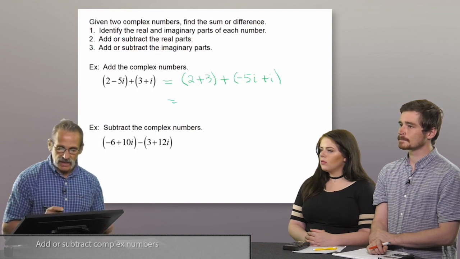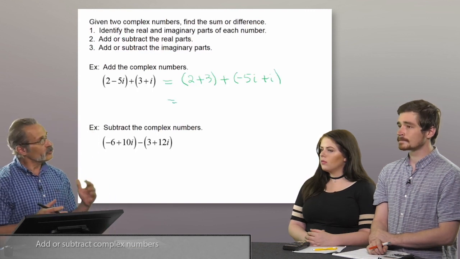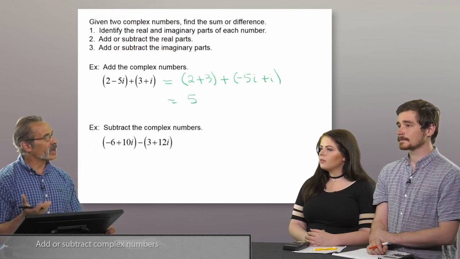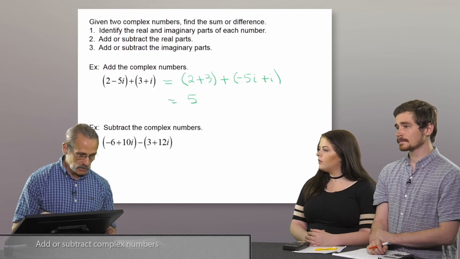Now basically I'm combining like terms. 2 plus 3 is 5, and negative 5i plus i is? Negative 4i. Beautiful job.